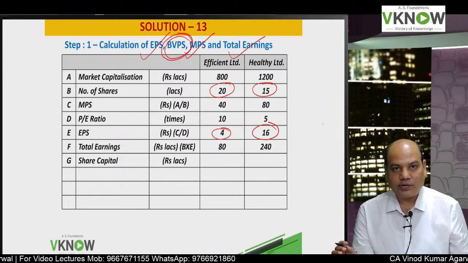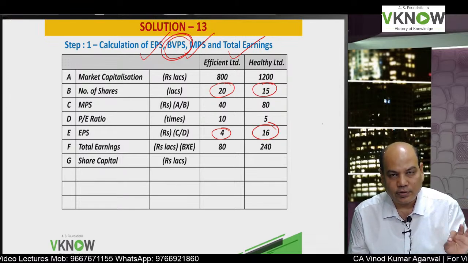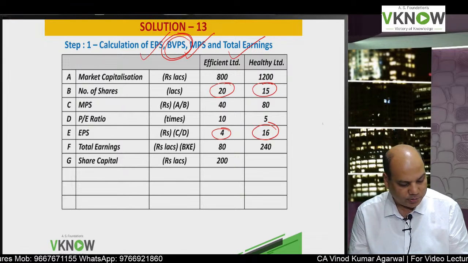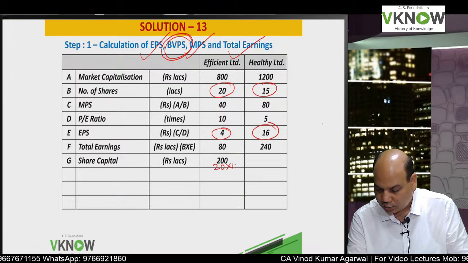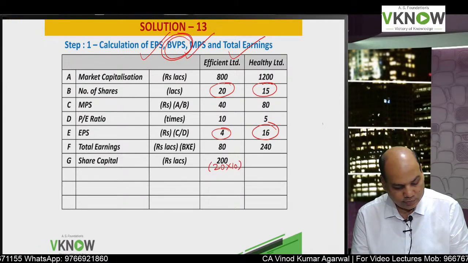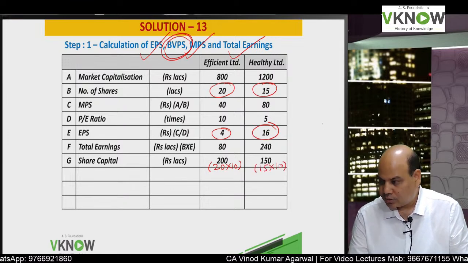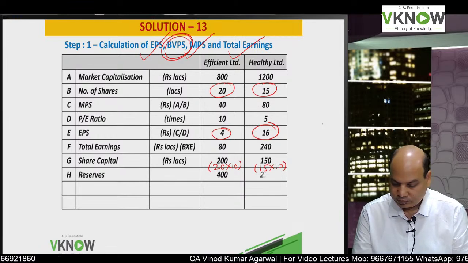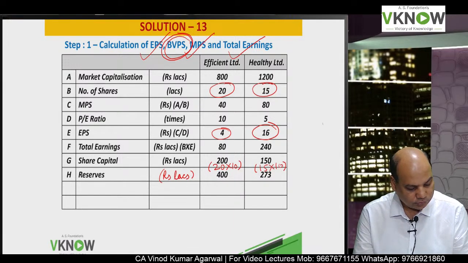So my next task is BVPS. For that I will take share capital plus reserves divided by number of shares. So share capital is given in rupees in lakhs. 20 lakh shares into 10 rupees, 200. 15 lakh shares into 10 rupees, 150. Reserves in rupees in lakhs given, 400 and 273.